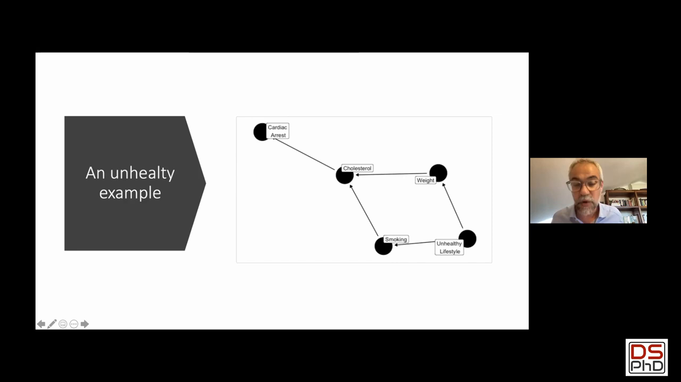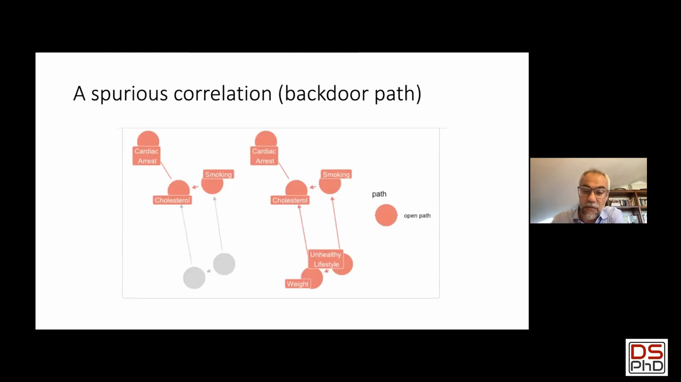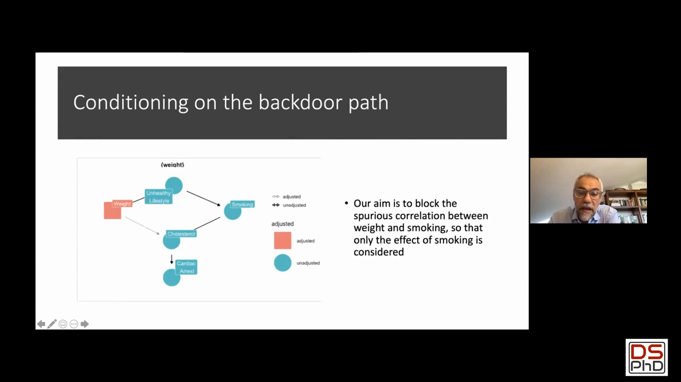So I have to quantify the effect of smoking on cardiac arrest. I don't only want to see that it influences it, but I want to know how much it influences this probability. So what should I do? I already said I want to evaluate this effect, so I have to block the spurious information and maintain the direct connection. In this case I have what I call a backdoor path that connects smoking through cholesterol in a spurious way. So I can condition on the backdoor path. We will see what it means mathematically in what follows.